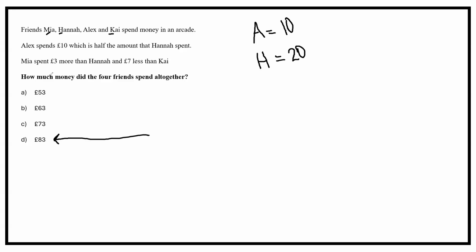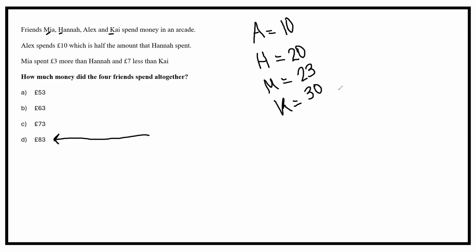Let's keep reading. Mia, so M, spent £3 more than Hannah. Okay, well, Hannah spent £20. So if Mia spent £3 more than Hannah, what's 3 more than 20? It'd be 23. So Mia spent £3 more than Hannah and £7 less than Kai. So if Mia spent £23, which is £7 less than Kai, Kai must have spent £7 more than Mia, so £30. So I've worked out all the information.